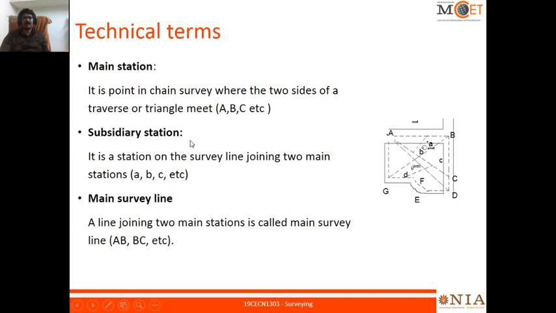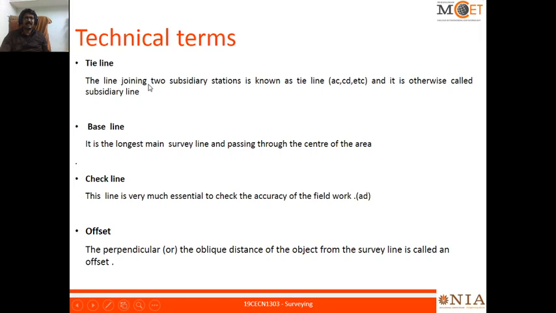Continuing to that, the subsidiary station. It is a station on the survey line joining the two main stations. See, here it is A, B, C. These are the survey lines which can join the two main stations, right? So this station is called the subsidiary station, and the line joining the two main stations is the main survey line. The line joining two subsidiary stations is the tie line, and otherwise it is the subsidiary line.